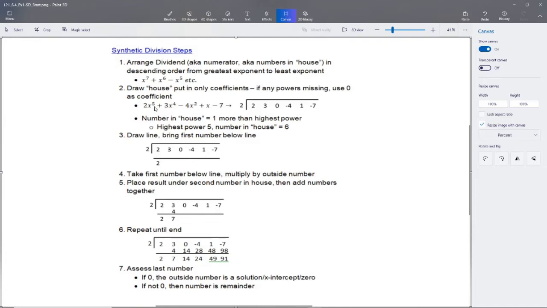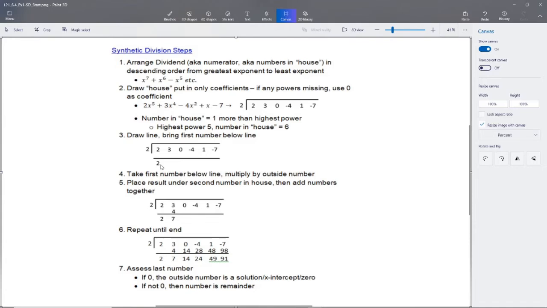So if we started with x to the 5th, then we should have 6 terms, as in 5 plus 1 in the house here. And as you can see, there are 6 terms in the house, and that's where that 0 comes in. Step number 3, we basically draw a line from the numbers that we have. As you can see here, I've drawn a line, and we take the first number that's in the house and we bring it right below the line.